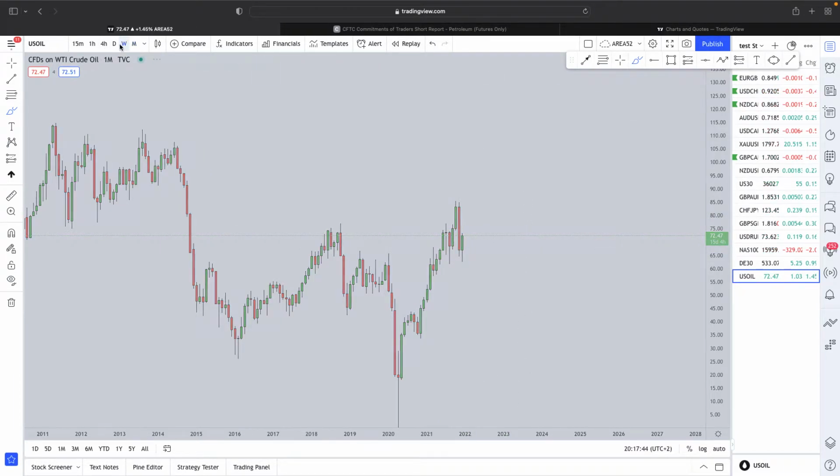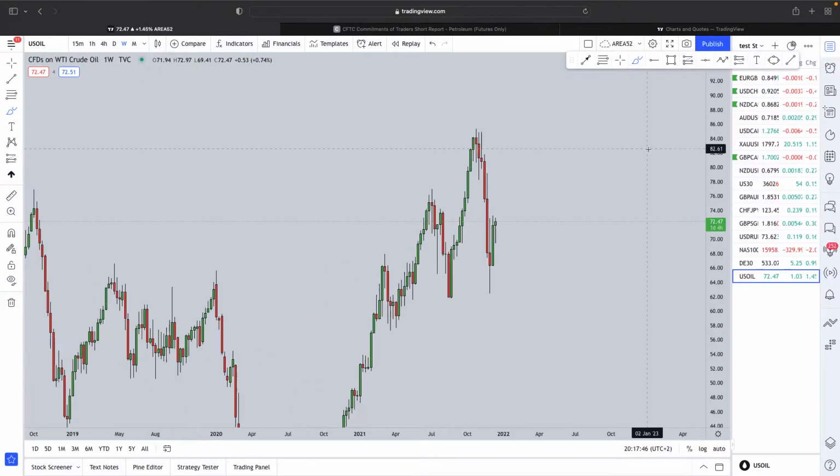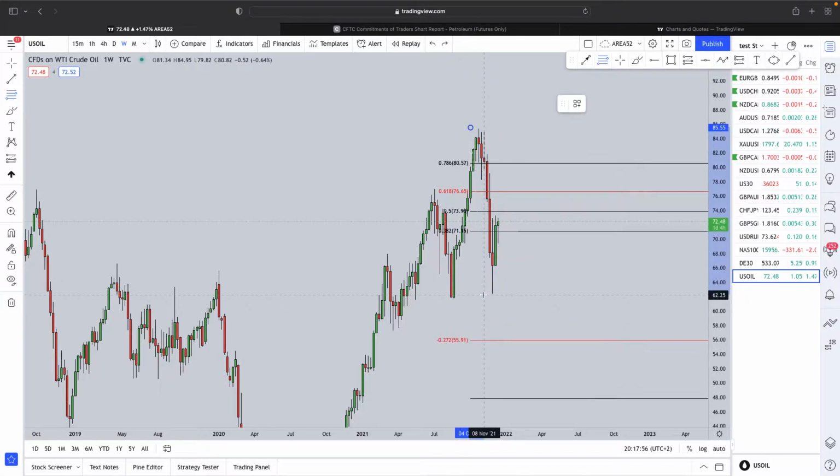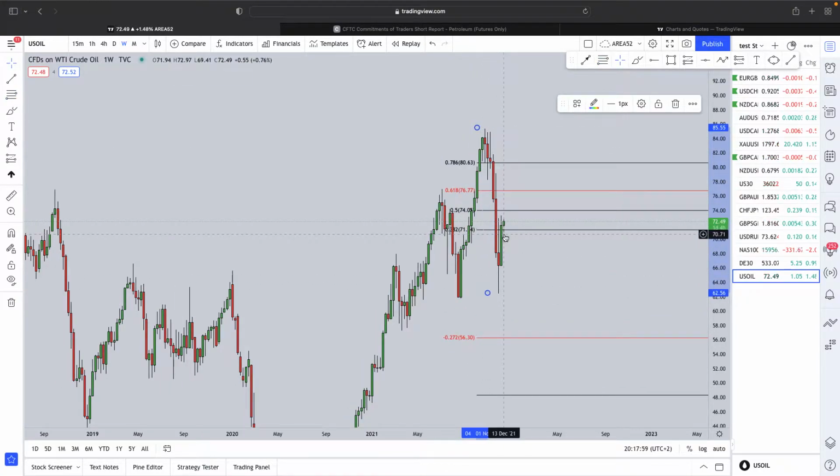Now dropping down here on the weekly time frame, what do we see? Now we can see how the market had printed this massive impulse. After an impulse, you obviously expect a correction before the continuation to the downside. And if you take a Fibonacci from the high to the low, you can see how the market had just pulled back to the 0.382.